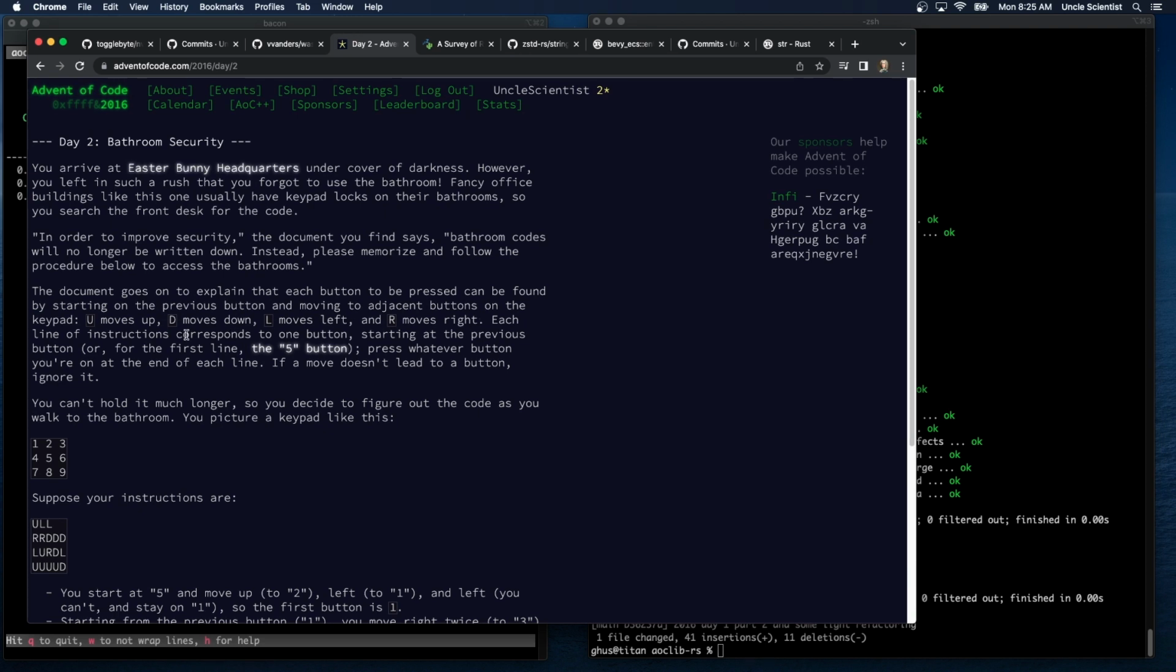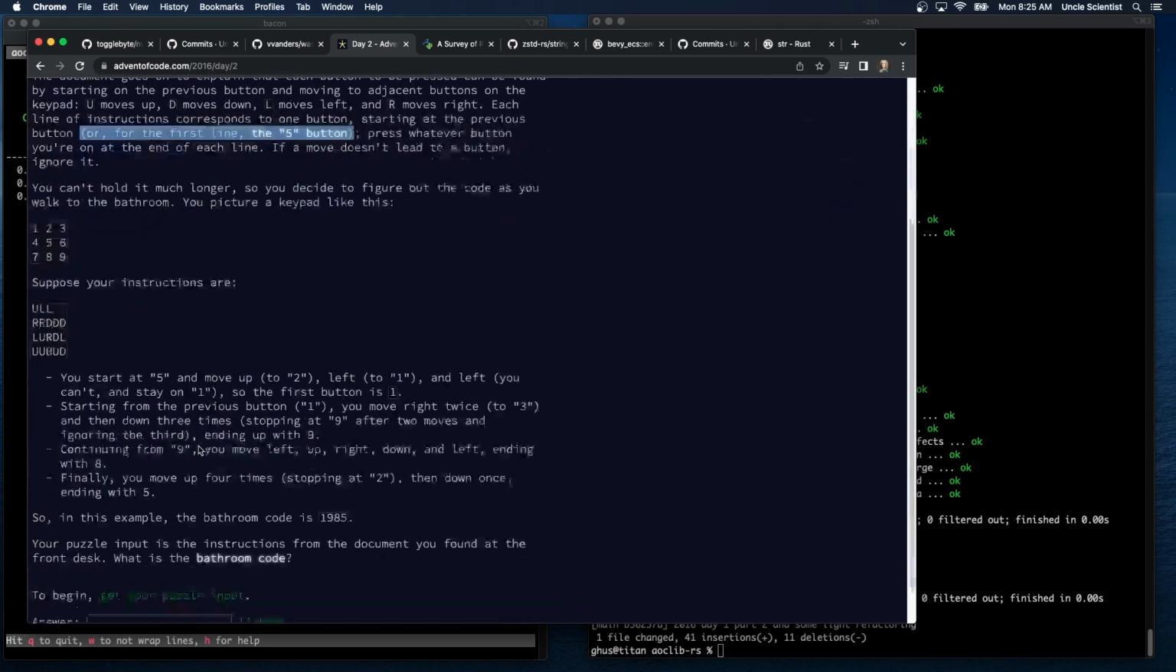Oh, so this is kind of similar here. We have U to move up, D to move down, L and R to move left and right. Each line of instruction contains one button. We start with the 5 button. Press whatever button you're at the end of each line. If the move doesn't lead to a button, ignore it. You can't hold it much longer, so you decide to figure out the code as you walk to the bathroom. You picture the keypad like this.